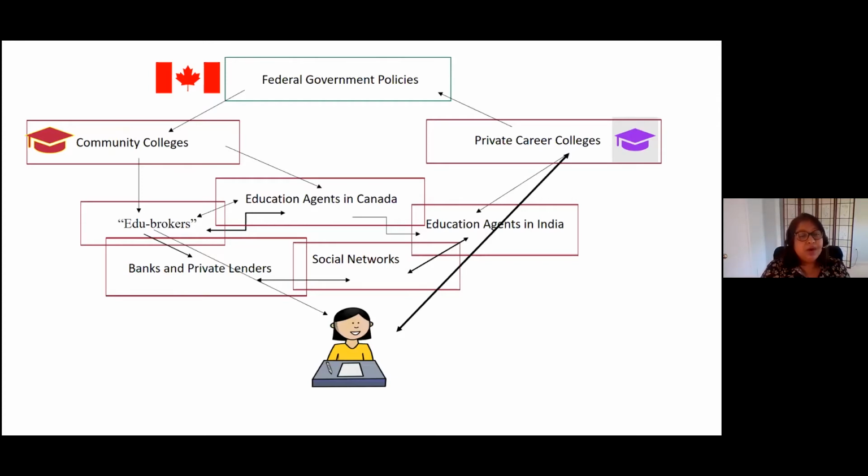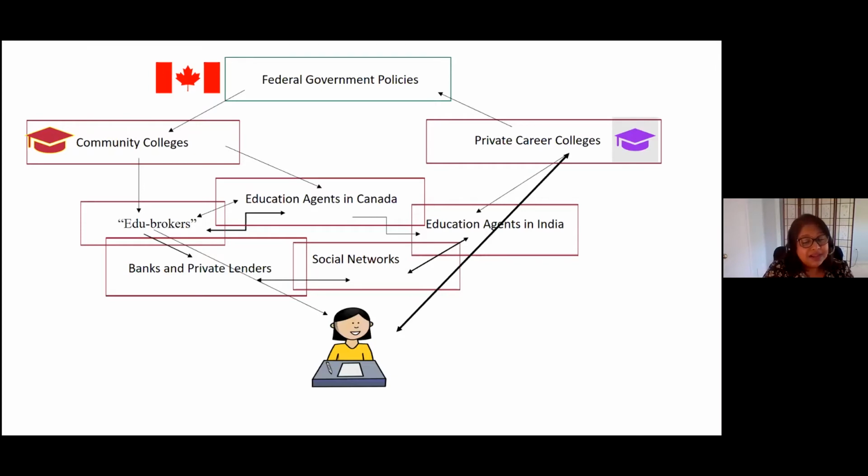Next, I'm going to talk to you about education agents. You see that in level 2. So you see education agents in Canada. This is an important issue because this has never been studied, although it is studied in other countries. What we are seeing is that community colleges exclusively use education agents to recruit, but private career colleges do not. So we see that private career colleges have this huge black line that comes to that student sitting at the bottom. Private career colleges can directly recruit, but education agents in Canada are hired primarily by community colleges, who then go and hire education agents in India. So there is a transnational collaboration going on.